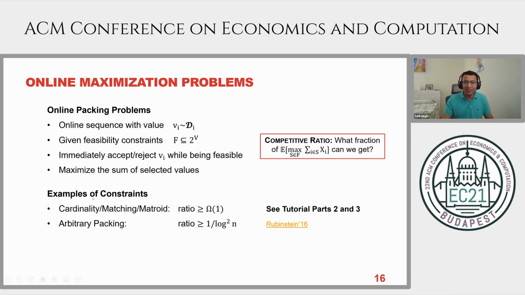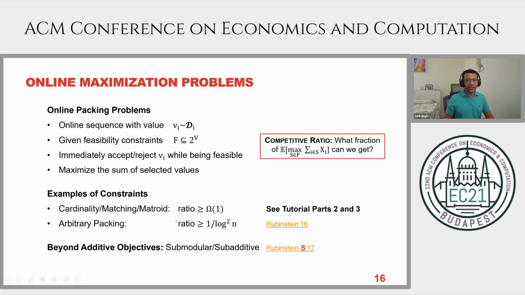There are many results known here, like for cardinality constraints, matching constraints, matroid constraints, you can again always get constant approximations. These will be discussed in detail in tutorial parts 2 and 3. In fact, even for general packing constraints, an arbitrary packing constraint, a result of Aviad Rubinstein shows you can get a polylog approximation. You can even study beyond additive objectives, to submodular and subadditive objectives. Here again, depending on what constraint you're working with, you can get similar approximations.